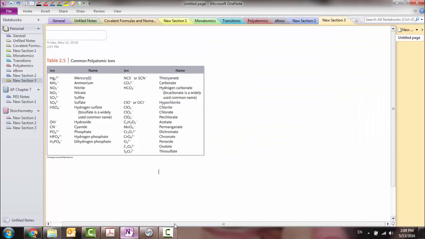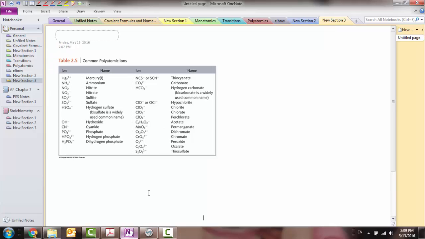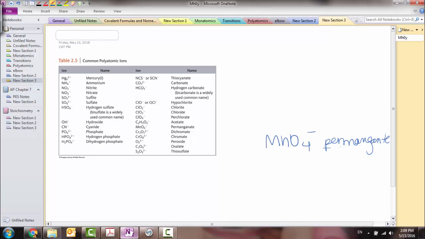I'll pick one that's kind of different. I'll pick permanganate, okay? So permanganate is MnO4 minus. Now this one's actually a little bit different because it's starting with the per-ate ion. Okay, there should be an A there. So we can't increase further than that. The per is the biggest one.